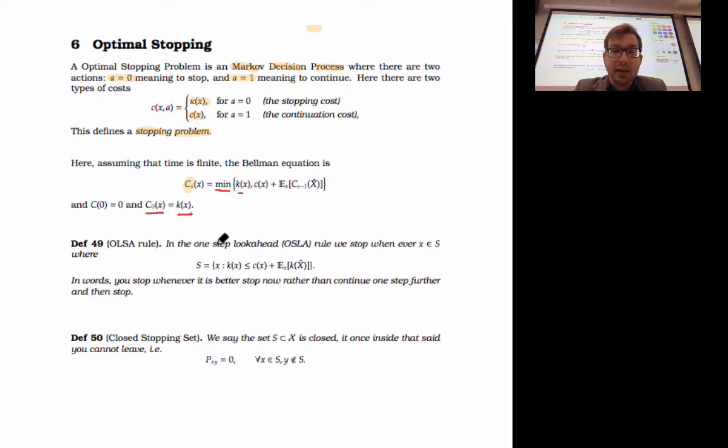What we're going to look into to start with is a specific rule called the one-step look-ahead rule, and in certain situations, that is an optimal rule for a stopping problem. In the one-step look-ahead rule, we basically do what the name says. We look ahead one step and see, is it better to stop now, or is it better to go one step further and then stop?